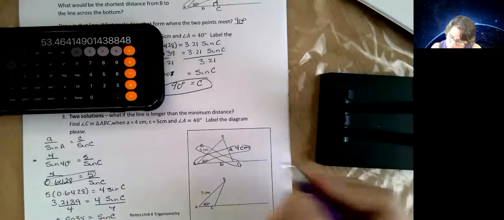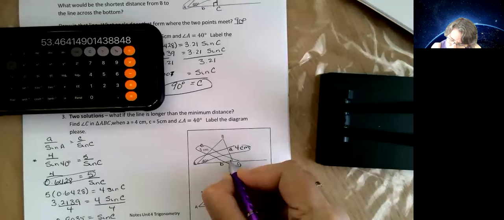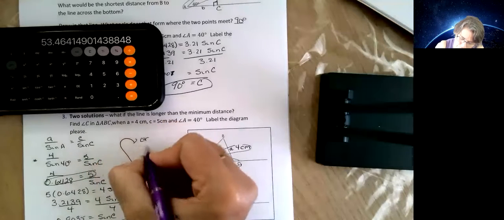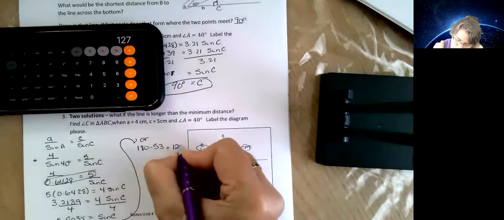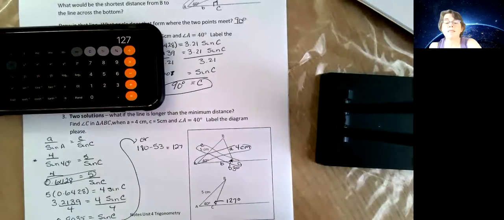So the 53 degrees, my pictures aren't to scale here, so that's what you have to watch for. Oopsies.